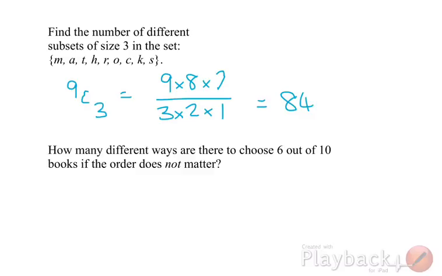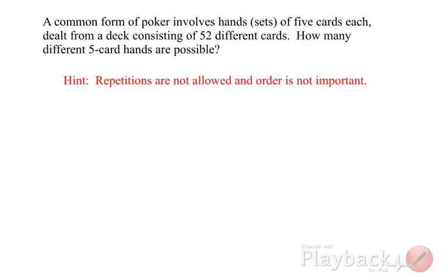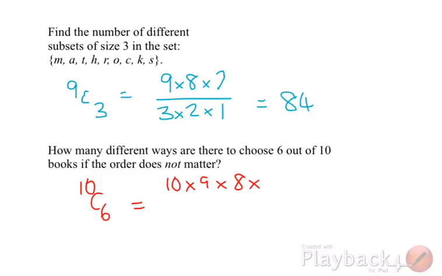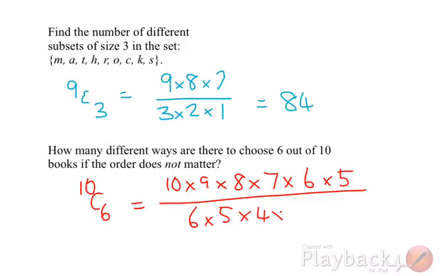Another worded question: how many different ways are there to choose 6 out of 10 books where order does not matter? Again, I'm using combinations because order doesn't matter, so I'm going to look at 10 choose 6, which is going to be equal to 10 times 9 times 8 times 7 times 6 times 5 all over 6 times 5 times 4 times 3 times 2 times 1. Sorry guys, just jumping around the page. When I work all that out, I end up with 210. Okay, so pretty easy. You're just pulling the numbers from context.